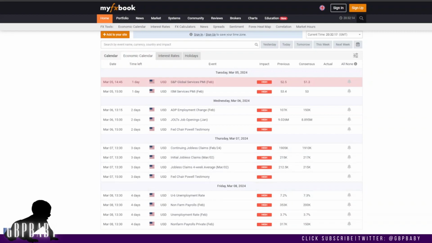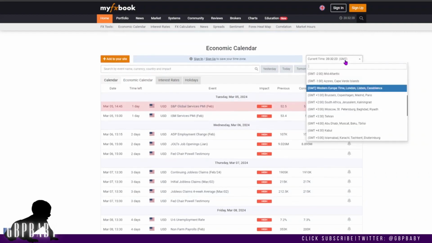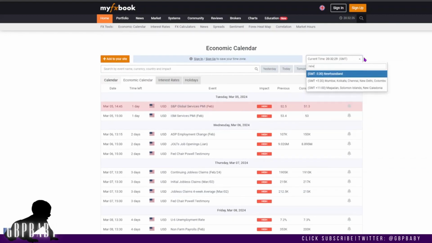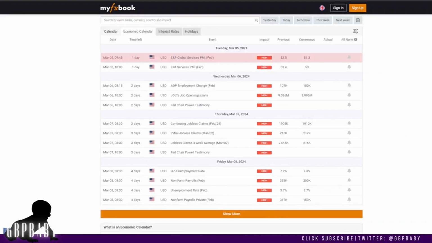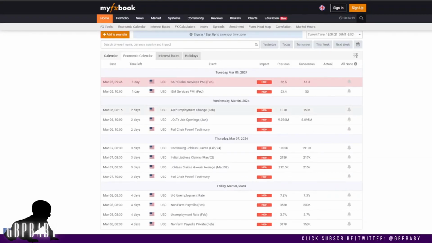Also, one thing to take note of is the times. This is something I need to get better at. This is currently in GMT. Let's just quickly make this New York time. I'll figure out how to. Like so. And now that we have our time in Eastern Standard, you can see the times that it's going to appear in our charts, because remember, we should set our charts to New York time.